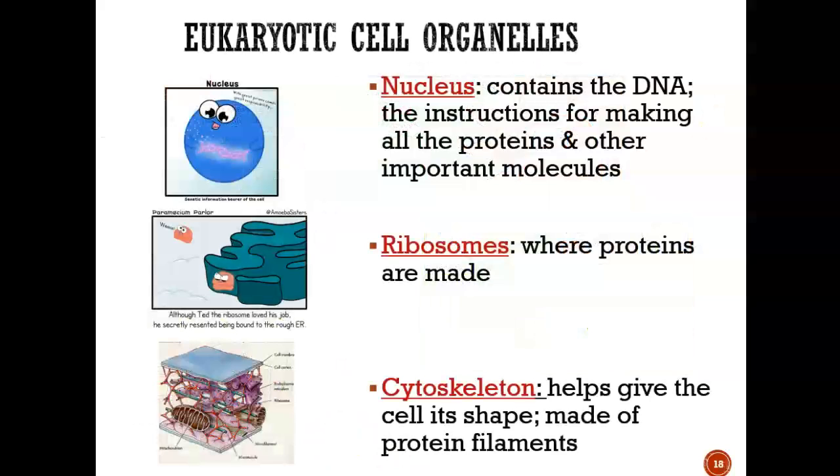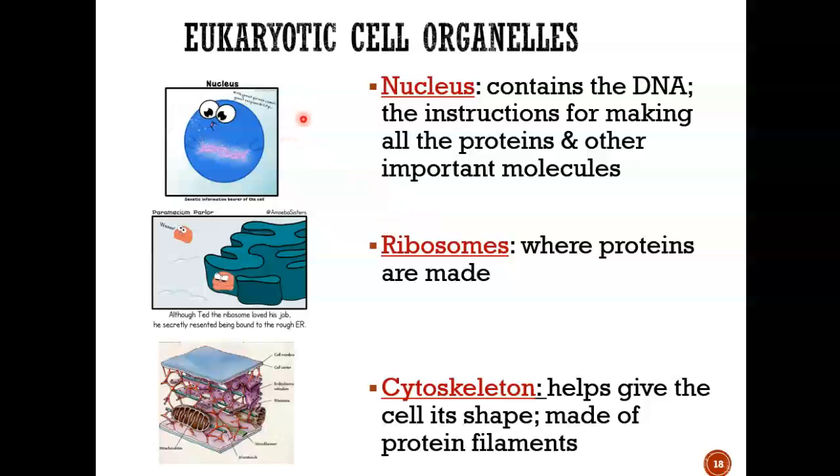All right, eukaryotic cells. Let's just look at eukaryotic cells alone for a minute. All eukaryotic cells have a nucleus, and that's where the DNA is held. They all have ribosomes where proteins are made, and they all have something called a cytoskeleton, and that helps give the cell its shape. There are other ones we're going to talk about, three more that are coming up, but take a minute here and look.